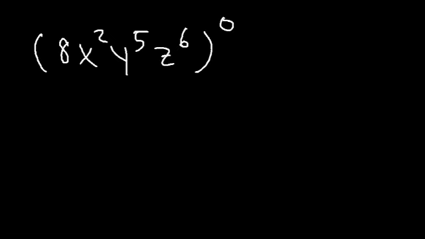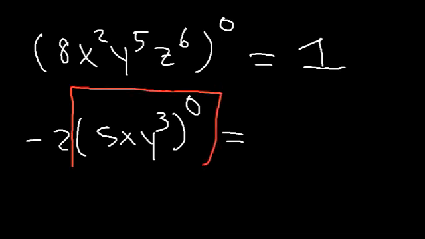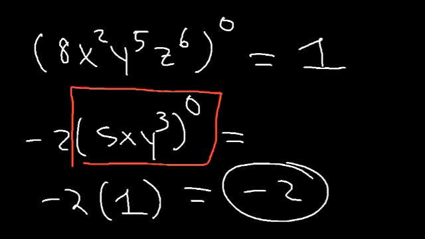Now what if you get a question that looks like this? Let's say it's 8x squared y to the 5th z to the 6th raised to the 0 power. Anything raised to the 0 power is always 1. It doesn't matter what's inside. Now let's say if you have negative 2, 5x, y cubed raised to the 0. What's the answer now? So everything inside the parentheses is going to turn into a 1. So only this portion will become a 1. But notice that you have a negative 2 on the outside. Negative 2 times 1 is negative 2. So that's the answer for an expression that looks like that.